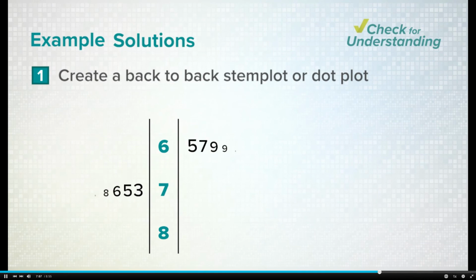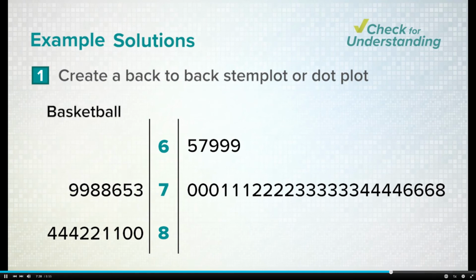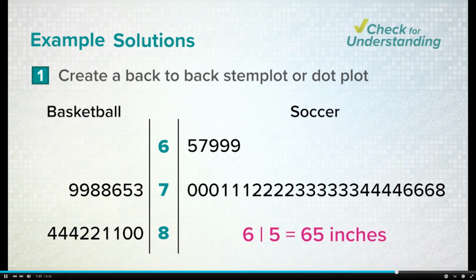For this solution, I decided to do a back-to-back stem plot. If you didn't want to do that and you wanted to do two separate dot plots or two separate stem plots, that's okay. But as you can see, I've made the stem plot with basketball and soccer. In this stem plot, I let 6|5 represent 65 inches. That tells you my key.